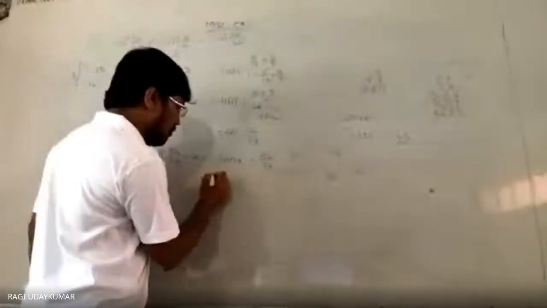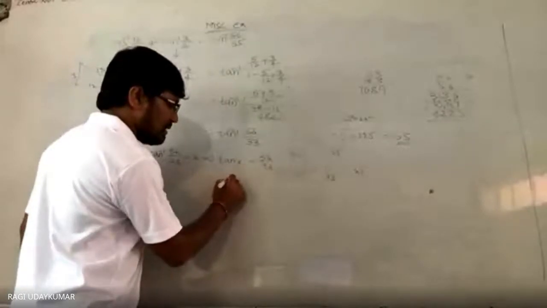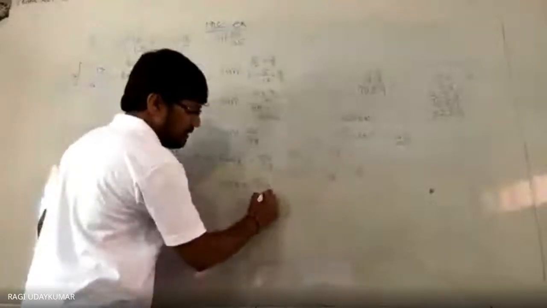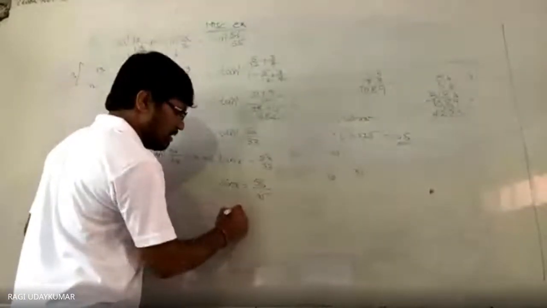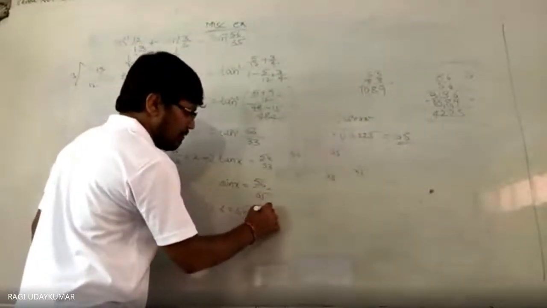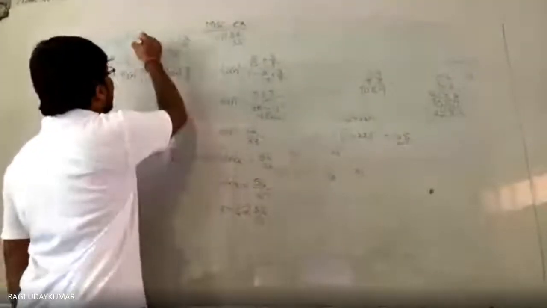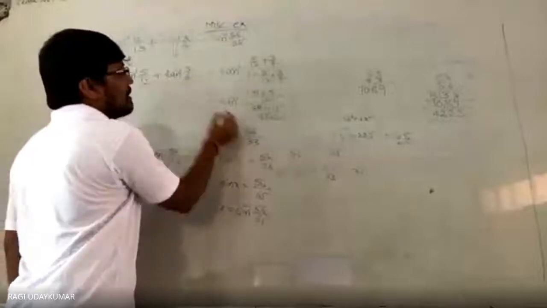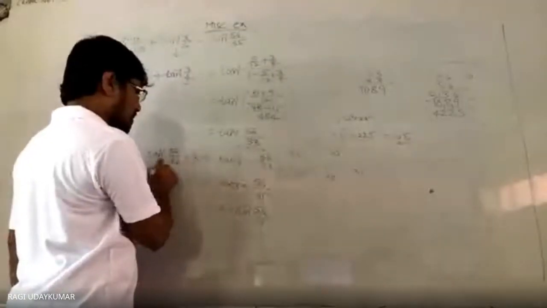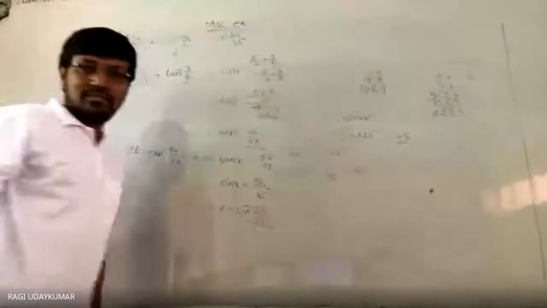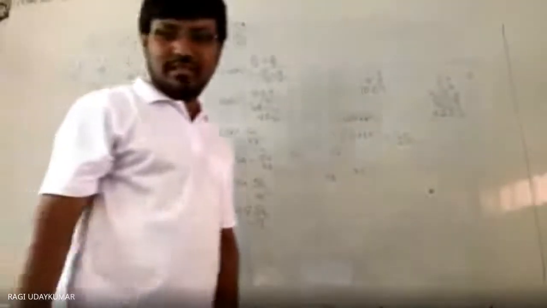So what do you get here? Therefore, from this, sin x equals 56 by 65. So x equals sin inverse of 56 by 65. Therefore this equals this one, so the given expression is equal to sin inverse of 56 by 65. Did you understand?